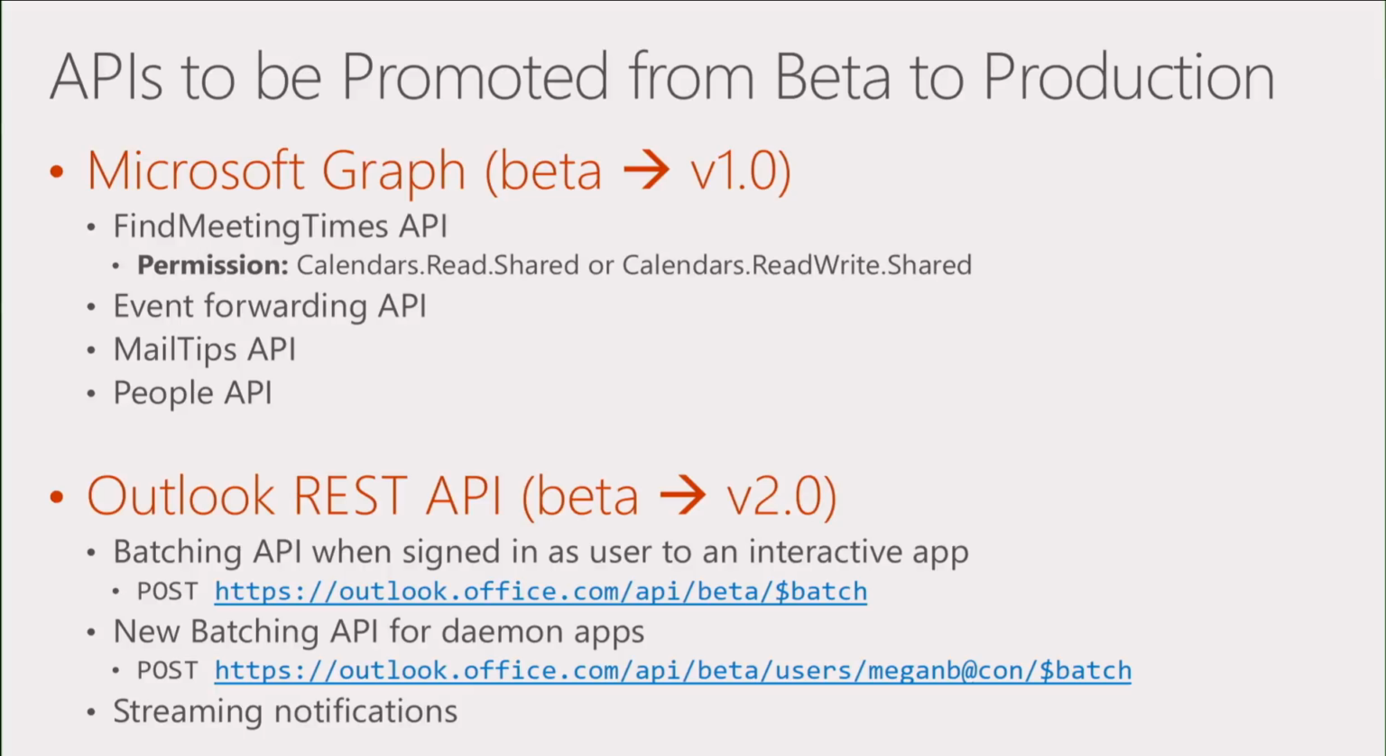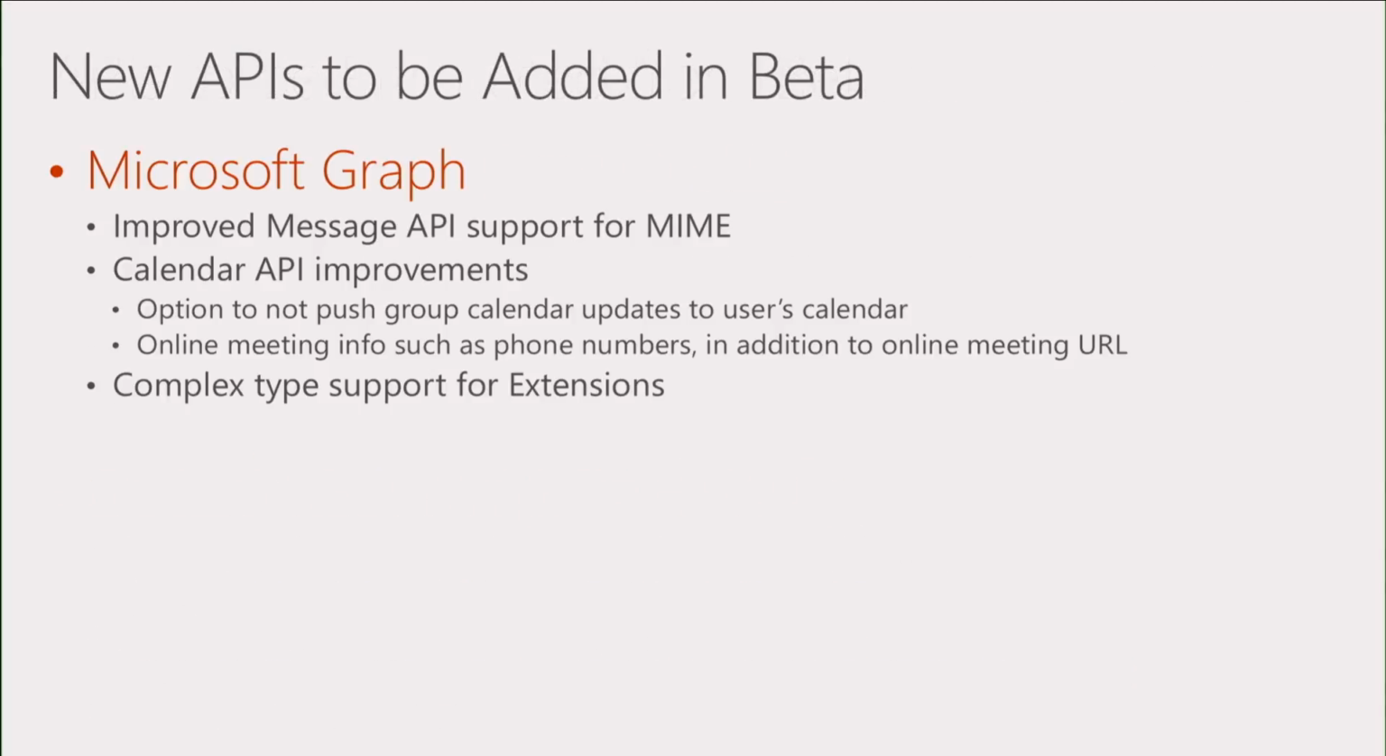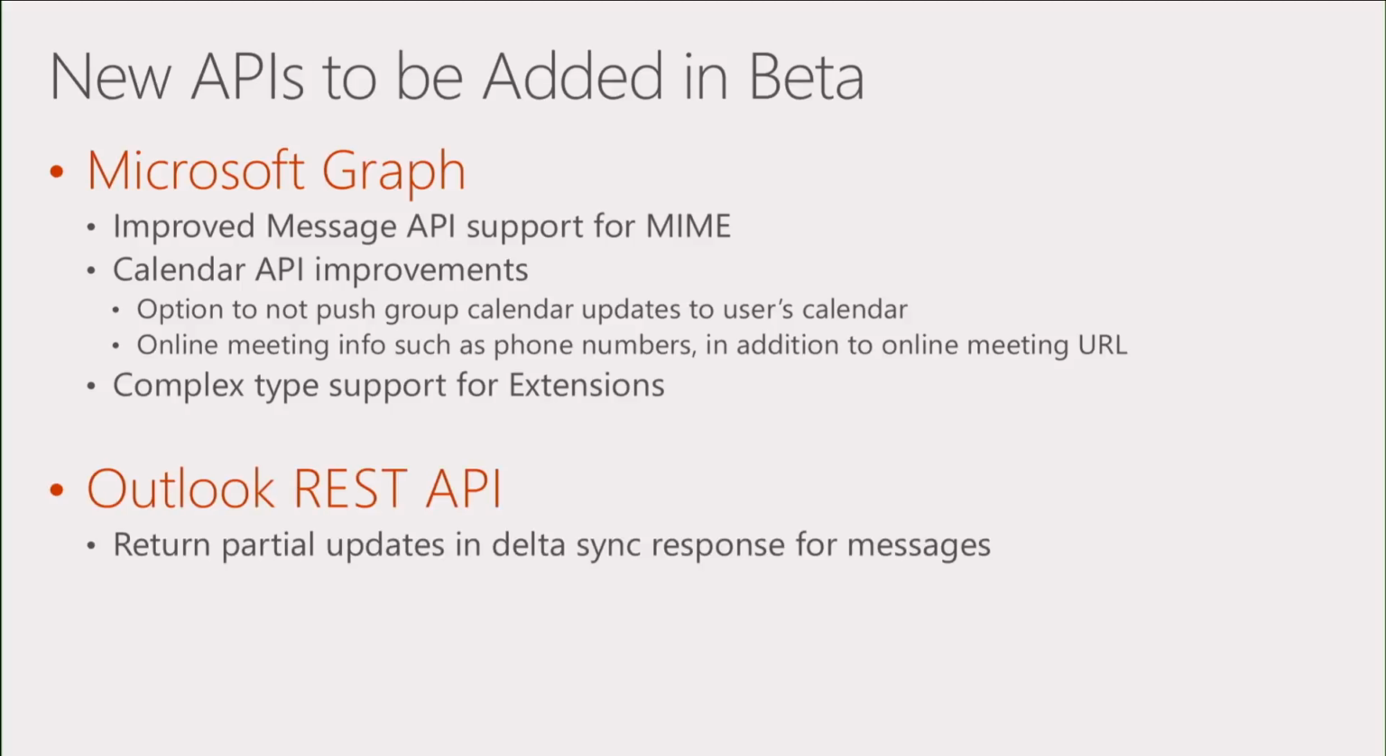Our new batching API, I mentioned a limitation that today you can only batch requests. It's expecting to find the user details of the token. We are adding a new API endpoint where the user detail is in the app. So therefore, if you have a daemon app and you need to run efficiently, it can start batching calls now and streaming notifications. A bunch of feature requests we've received, MIME improvements, calendar improvements related to groups. Also for online, we only return a URL. People want phone numbers and other properties, complex type support.